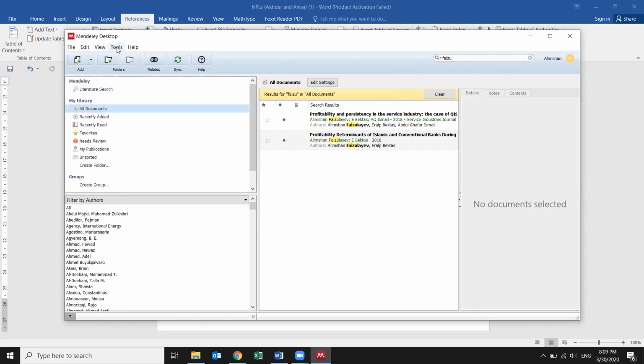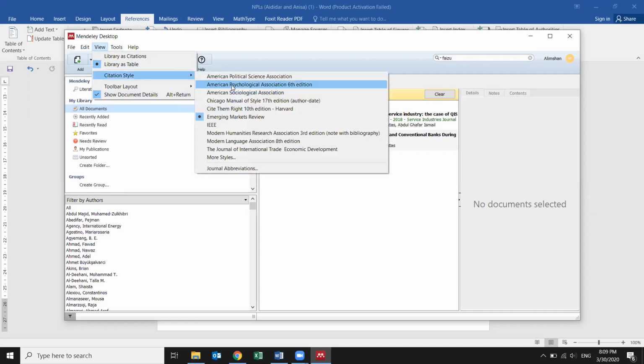But what is important here, guys? In citation style, most conferences use this one, American Psychological Association, 6th edition. Or they will tell you to read the article itself. These are the commonly used citation styles. Okay?